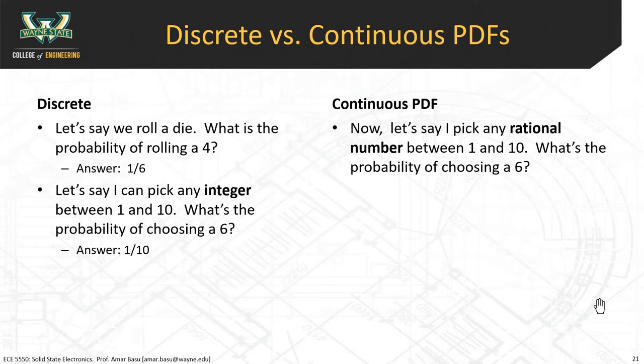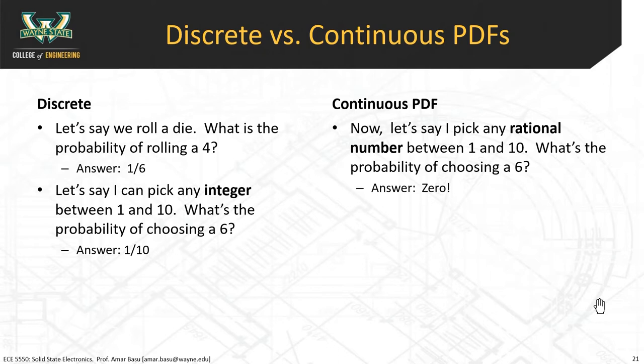So the number of possibilities on the denominator goes to infinity. So the probability of choosing a 6 is basically 0. All right? So this is an example of a continuous probability. The real world, well, I should say, the continuum world works on continuous probability density functions. There are some cases where you can start playing with discrete probability density functions.